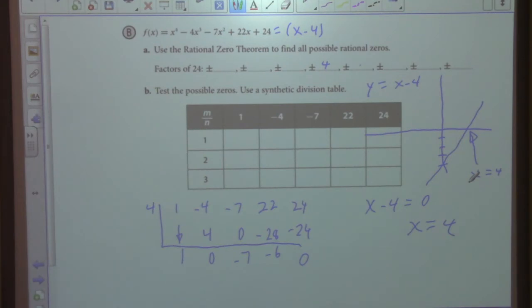It's sort of like when you're translating a function left and right. X plus moves to the left, x minus to the right. Yeah, that's the same sort of thing.